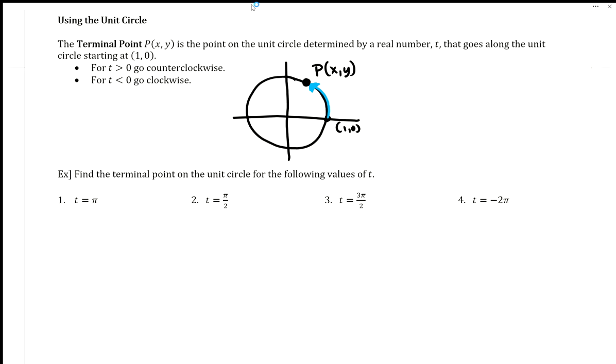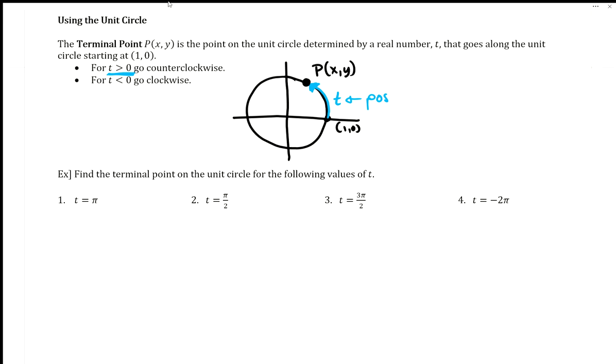So that in the blue, let's mark it, that is the t. And in this case, we went counterclockwise, so that means it's greater than 0. The other way to say that is that it's positive. So t greater than 0 goes around counterclockwise.